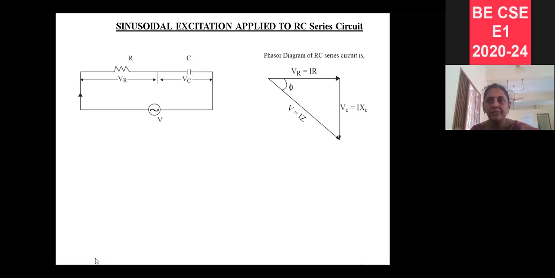Right. Good morning, everyone. We will continue with yesterday's class. Yesterday, we discussed sinusoidal excitation with respect to the RL series circuit. Today we will deal with the RC series circuit.